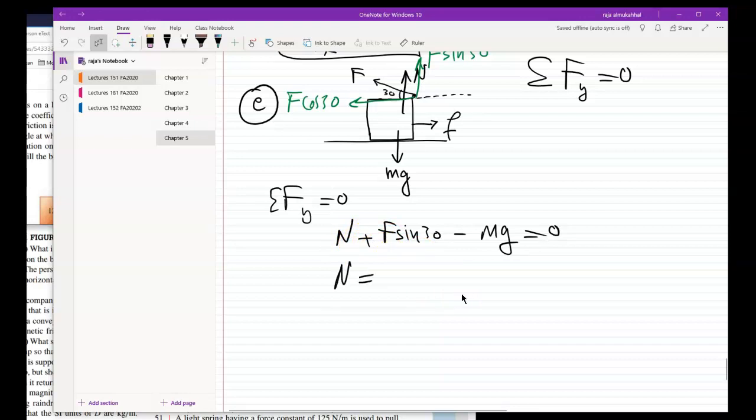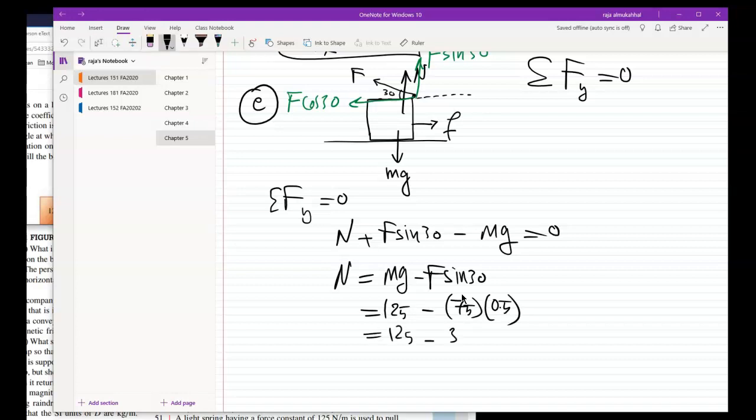So the normal is equal to mg minus F sine 30. And then you just plug it in. So you have here 125 minus 75 times 0.5, and then 125 minus, what is it, 37.5, is that right? And then when you calculate that, 87.5 Newton for the normal. And there we go. We have the normal vector there.